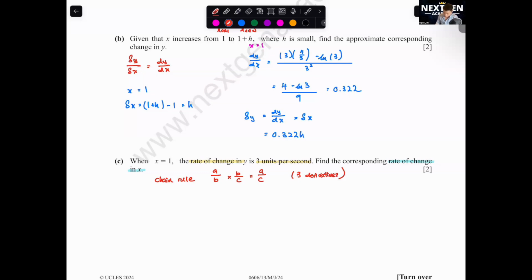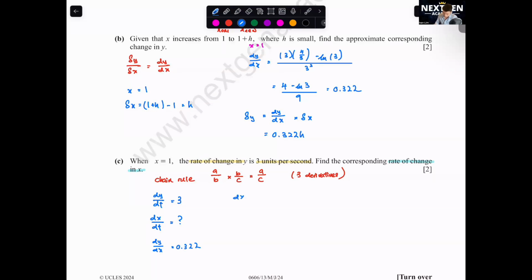So they gave us the rate of change in y. Rate means over time, so dy over dt equals 3. They want us to find dx over dt. What else did they give us from the previous question? We found that dy over dx is equal to 0.322. Can we join all of these 3 together?